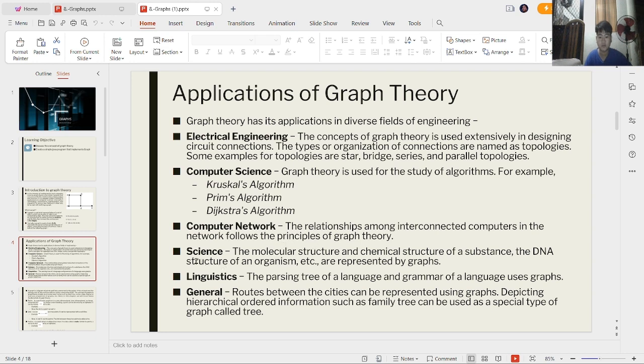In science, the molecular structure and chemical structure of a substance, the DNA structure of an organism, etc., are represented by graphs. In linguistics, the parsing tree of a language and the grammar of a language use graphs. Routes between cities can also be represented by using graphs.